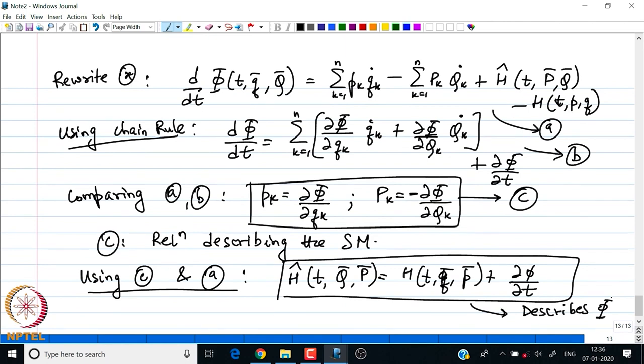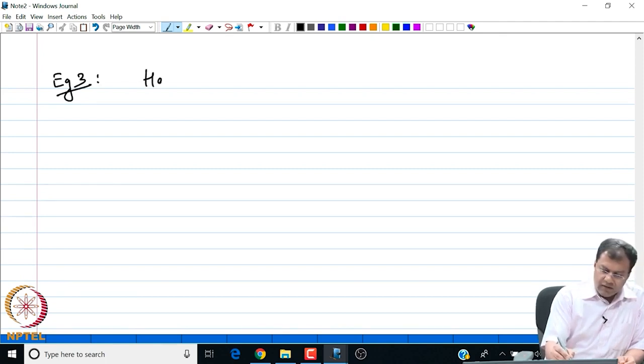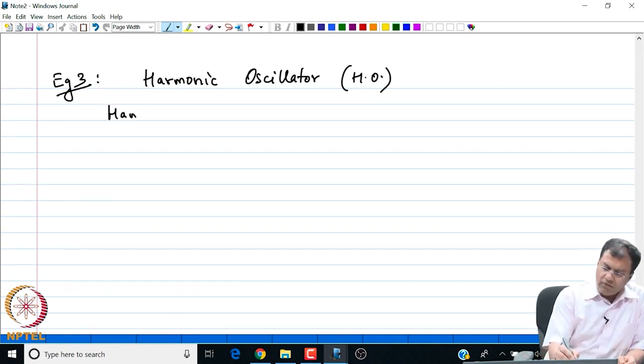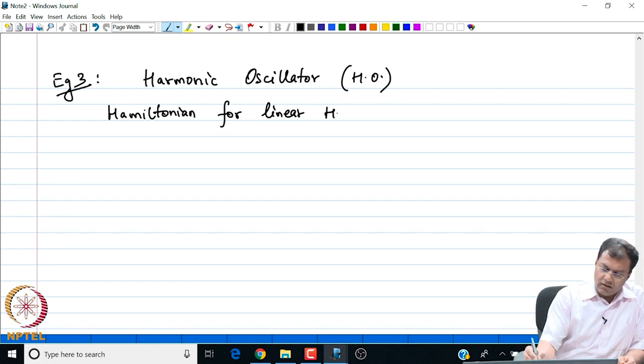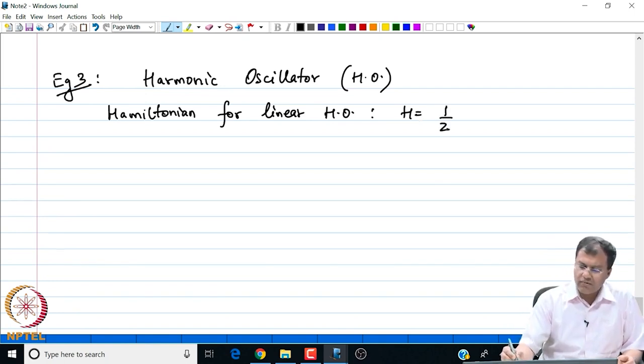We are ready to look at the power of symplectic maps through some examples. The example I have is that of the harmonic oscillator, let me call this HO. The Hamiltonian for the linear harmonic oscillator is H, given as the sum of the kinetic energy plus the potential energy, written in terms of the conjugate variables P and Q. So, the Hamiltonian is given by 1 by 2m times P square plus omega square Q square.